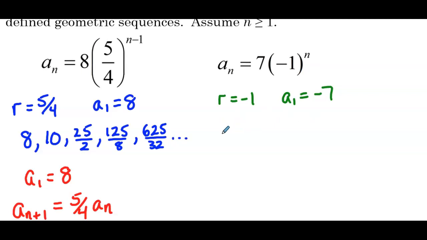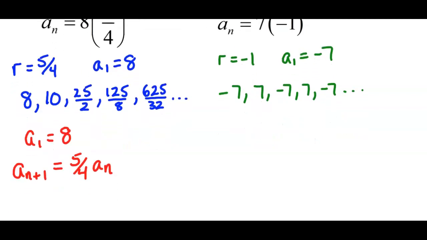So listing out a few terms, negative 7 is the first term. Multiply by negative 1 would get positive 7. Multiply by negative 1, we have negative 7. Multiply by negative 1, we have positive 7. And then negative 7, and that would continue. So this is an alternating sequence, and it alternates between two values, negative 7 and positive 7. So we can define the recursive formula for this.